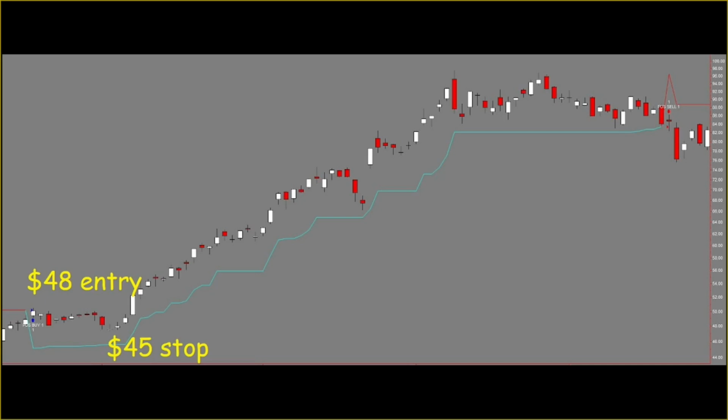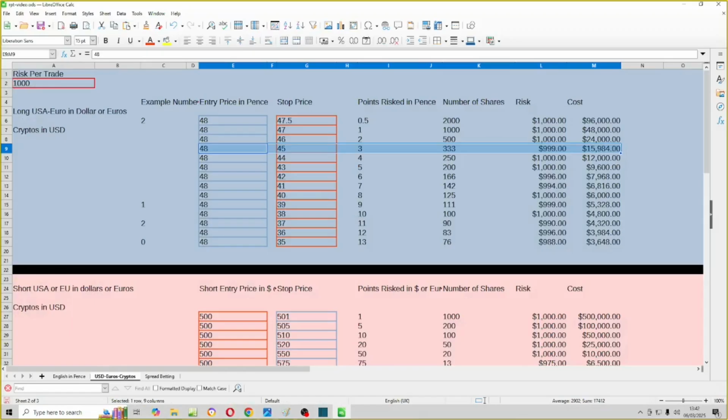So you're risking 1% a trade, and in this example risk per trade is $1,000. So we've got an entry price given by the precision stop at $48 and the stop's at $45. We can work out very simply using this formula.